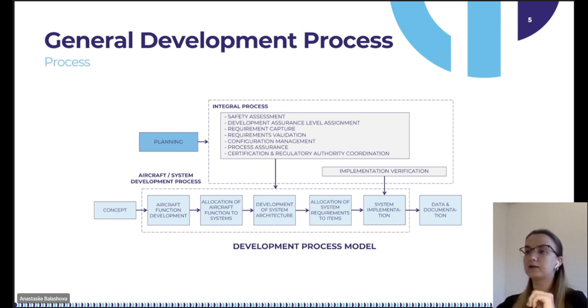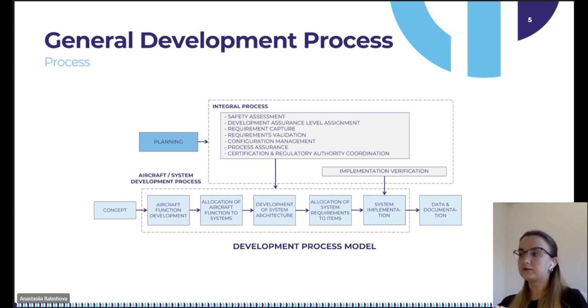This figure can be segmented into 3 parts. These are the planning process, the development process, and the integral process. While the definition of the planning process and development process usually are clear, the definition of integral process sometimes raises questions. So why is it integral?